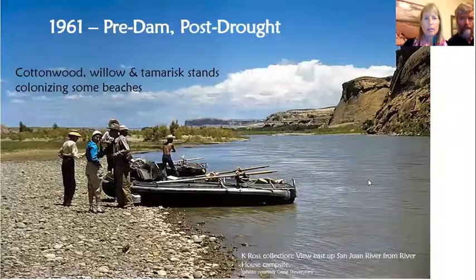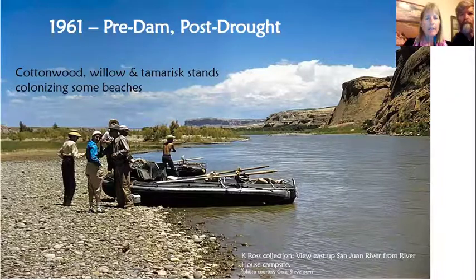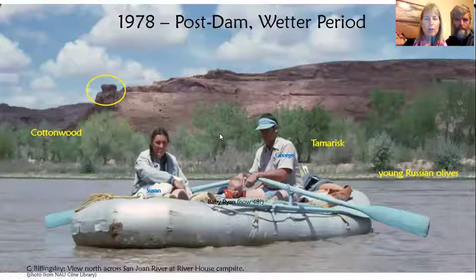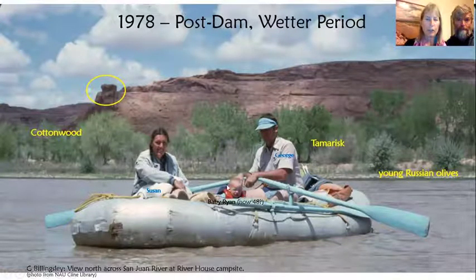Now, if we move downstream a little ways further, we're at a popular hiking location, and here we are in 1961, so we're pre-dam again. You can see in the background on that point that there is some tamarisk colonizing, probably some cottonwood and willow as well. But notice that the beaches are still fairly open. If we stay at this location, but now go to the river and look back towards that same shoreline, this is a photo from NAU's Klein Library donated by George Billingsley. There's George with baby Ryan and his wife Susan.